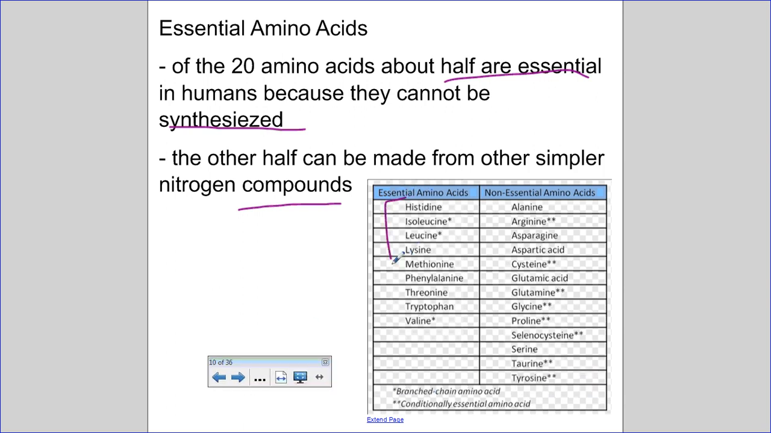So we have here our list of essential amino acids, and then our list of non-essential amino acids. So these are amino acids that can be made within our diet. And then some less common amino acids are included in here, such as selenocysteine and taurine. So the essential amino acids are amino acids that we have to take in our diet. You do not need to know this list of essential amino acids. You do not need to know this list of non-essential amino acids.